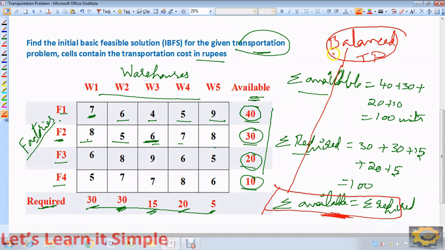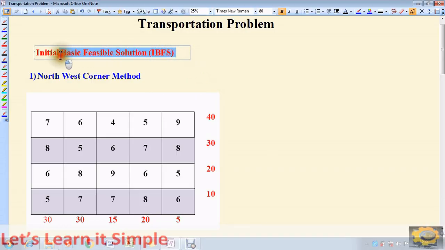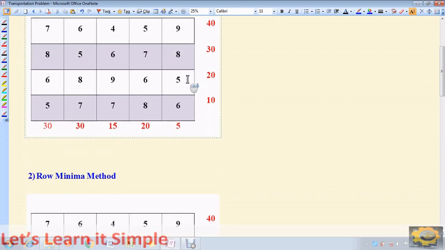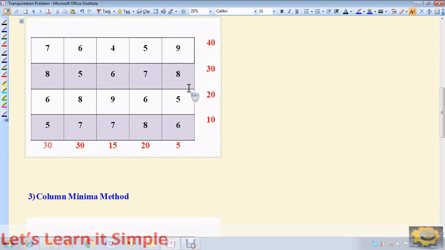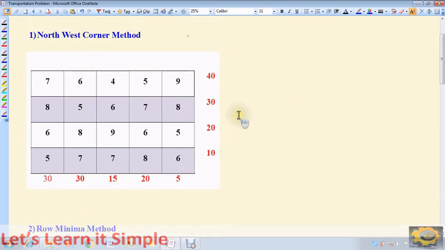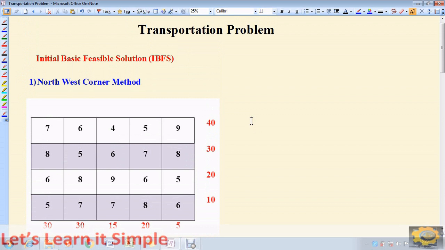So let us take only the balanced transportation problem, where the summation of the available and the summation of the requirement are the same. In the transportation problem, the first stage is getting the IBFS, that is the initial basic feasible solution. There are different methods by which we can get IBFS: northwest corner method, row minimum method, column minimum method, least cost method, and Vogel's approximation method. So we have 5 different methods of getting IBFS in a transportation problem.